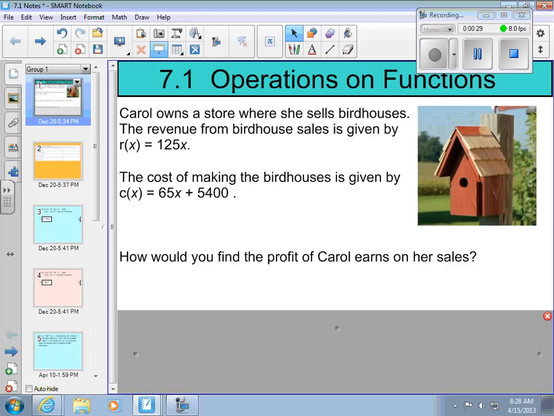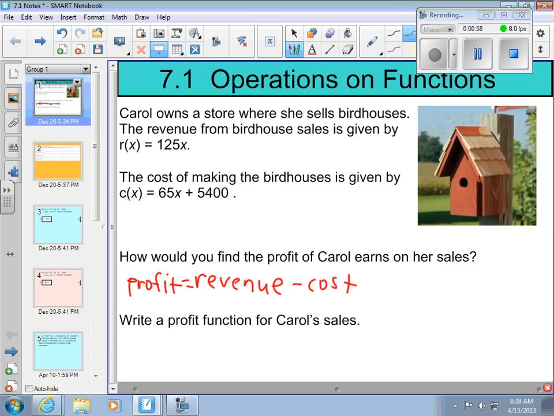For the first part, they want to know how you would find the profit that Carol earns on her sales. We talked about this earlier in the year on one of our worksheets. If you want to find profit, then you need to take all the revenue that she brings in and subtract out the costs of making the birdhouse, and that would give you the profit. So profit equals revenue minus costs.